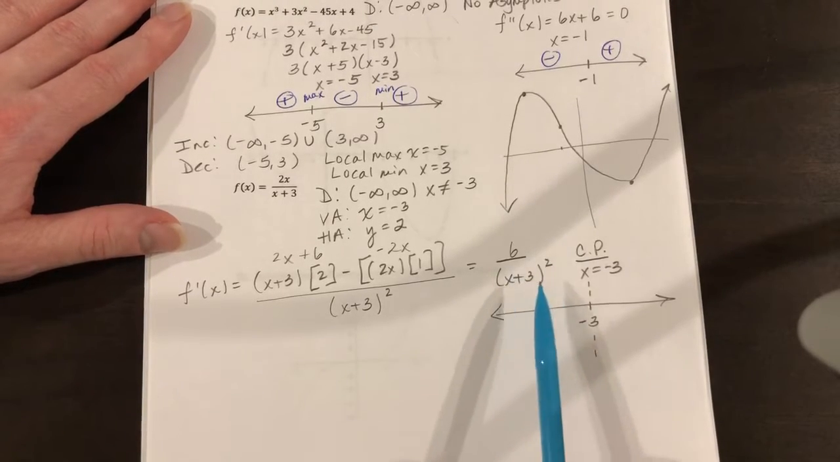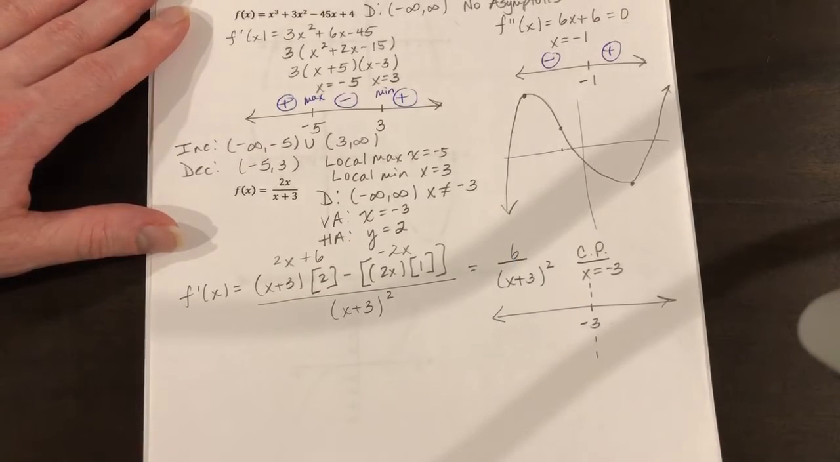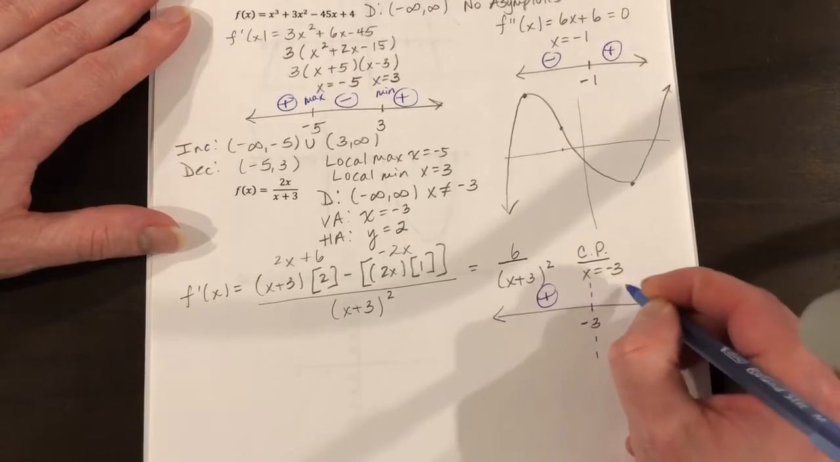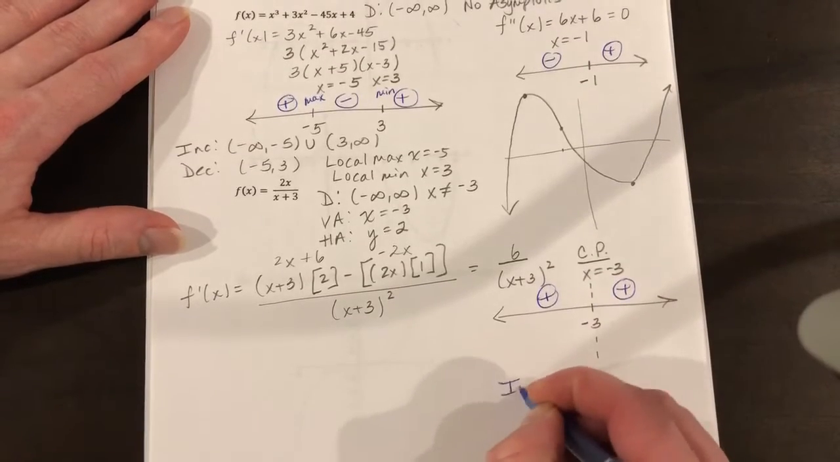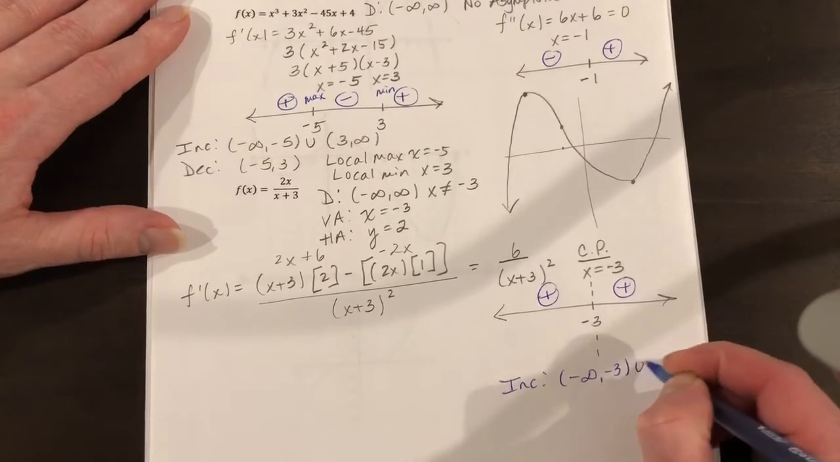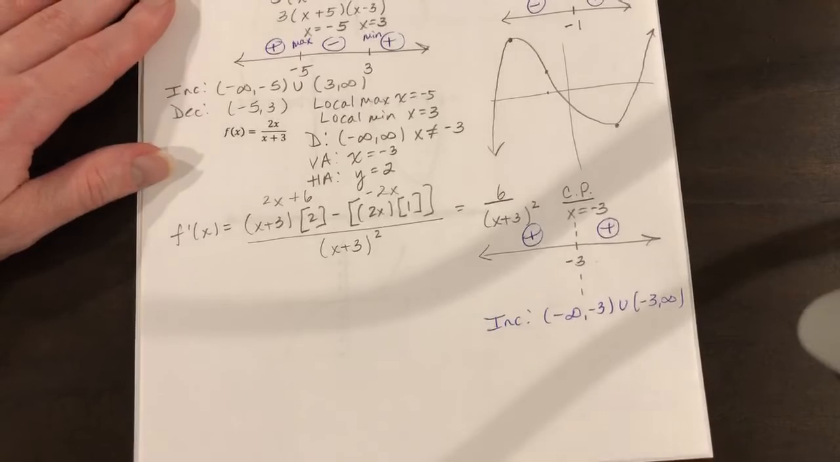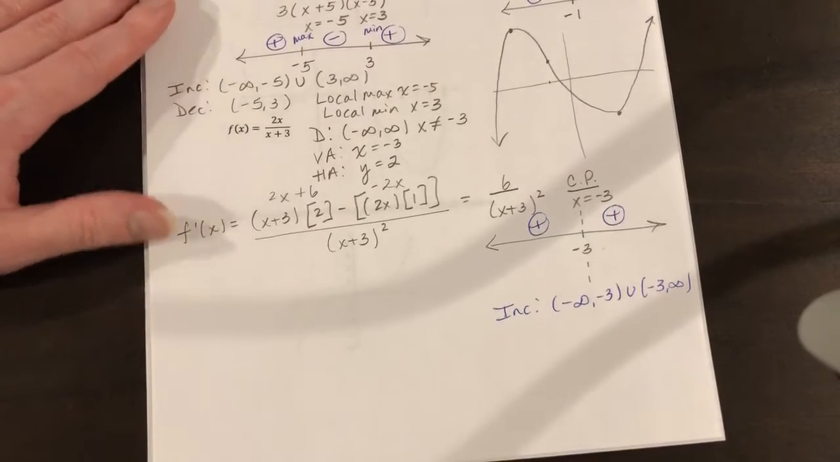Anything squared is always positive. Okay, 6 over a positive number is always positive. So this function is going to be increasing from negative infinity to negative 3 in union with negative 3 to infinity. Now, go to our second derivative.